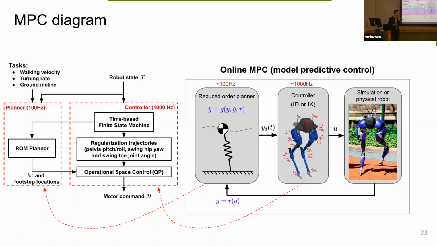On the controller side, I have a time-based finite state machine and also a trajectory generating block. The job of this trajectory generator is to fill out the rest of the degrees of freedom of the robot based on some simple heuristics. And then I have an operational space control in the end, which tracks all the desired trajectories.